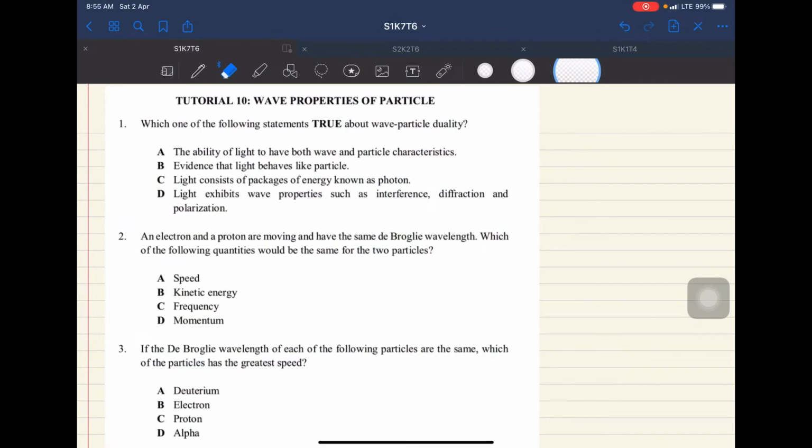So in this video we discuss tutorial 10 with properties of particle. For question number 1, which one of the following statements is true about wave particle duality? That one says that light will have wave and particle characteristic but not at the same time, so the answer is A.